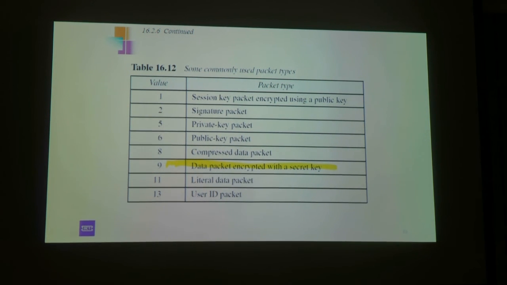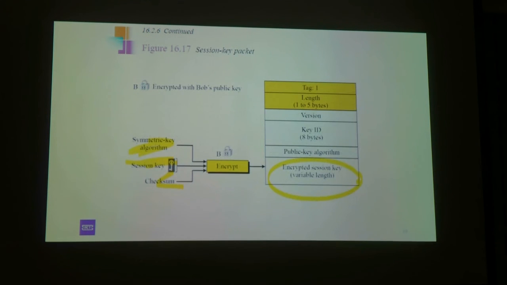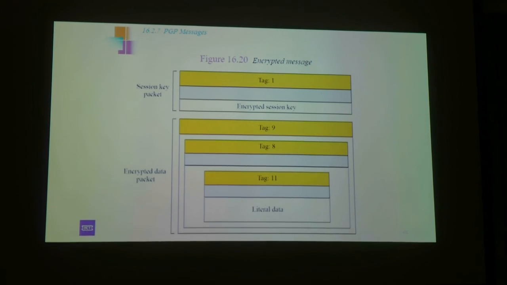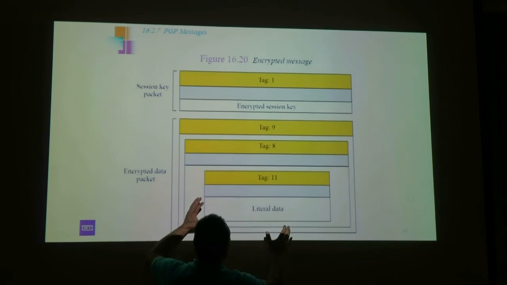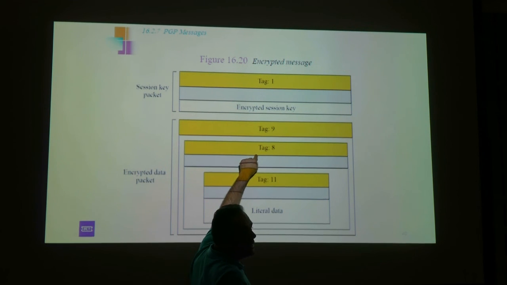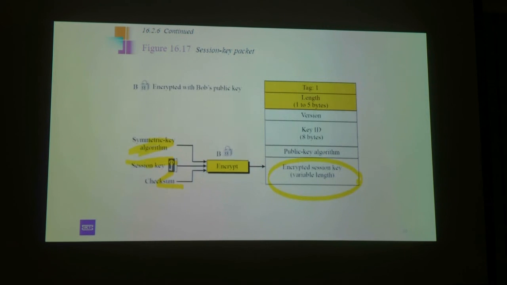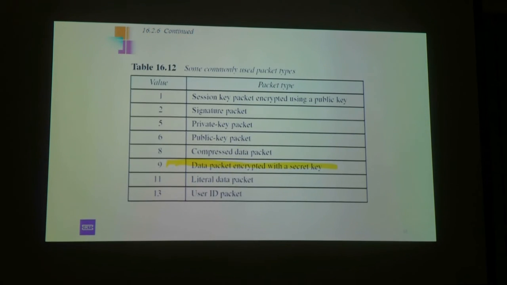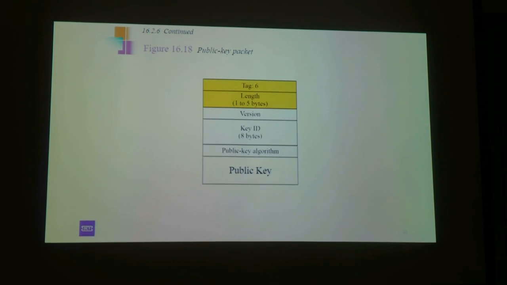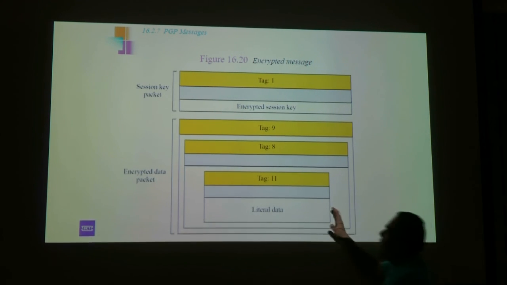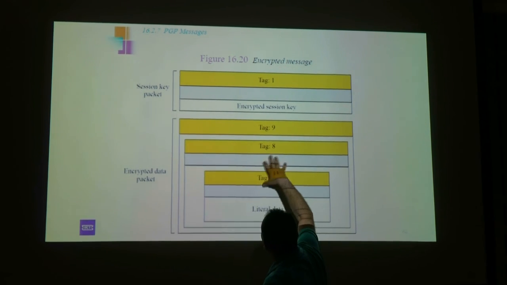11, what is 11? Literal data, right? So what I did in here, I put my message, the tag, and this is the literal data. Then I took everything and put it inside tag 8. What is tag 8? Is it encryption? What is 8? Compression. Okay, so what we did in here, we took everything in here and compressed it and added a header. Now I have the data compressed inside tag 9.